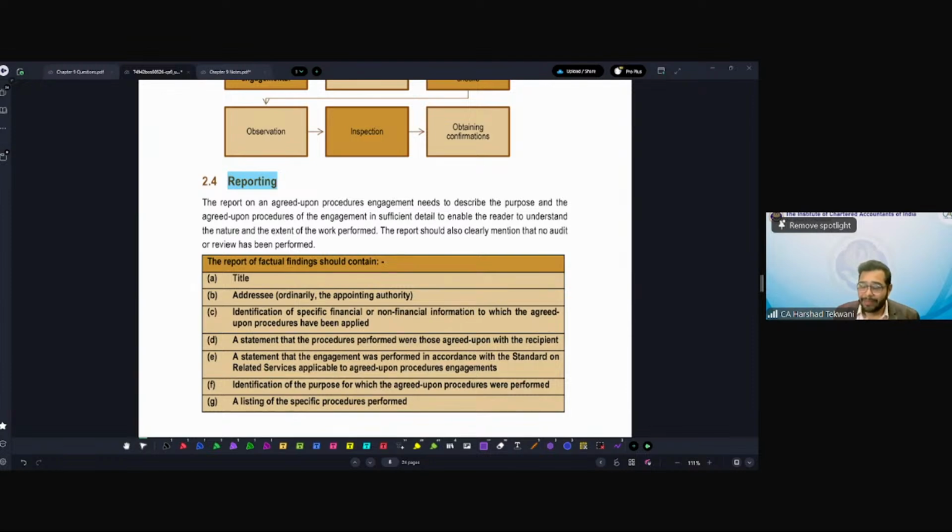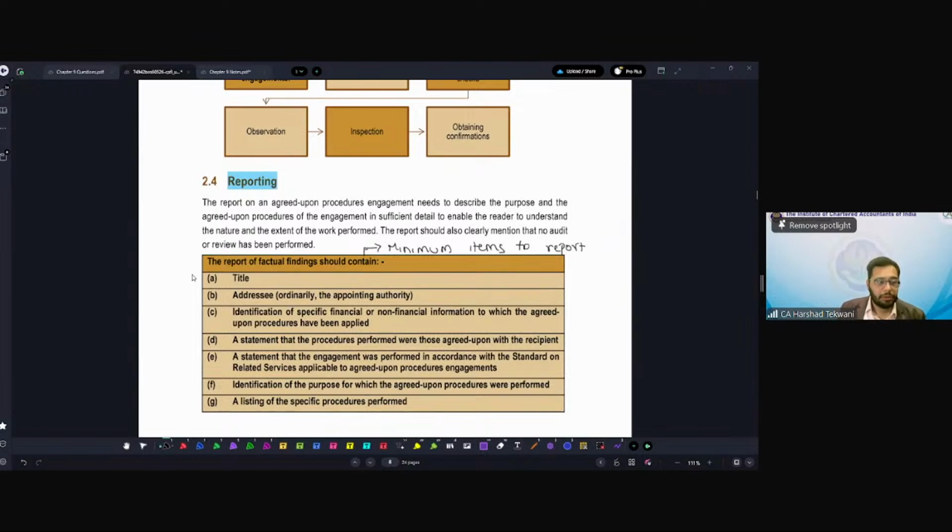Now, if you want, you can add more items, provided it is not diluting or changing the minimum items. So these are the minimum items to have in your report. Now, what are these minimum items?